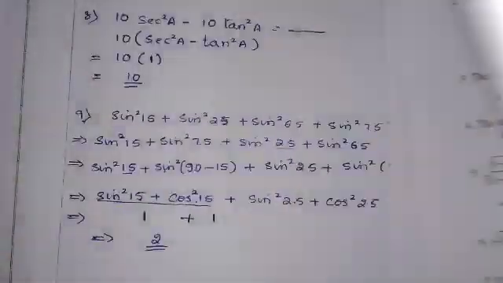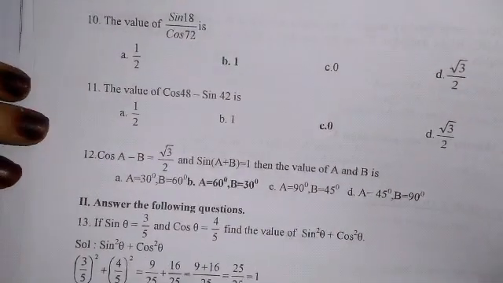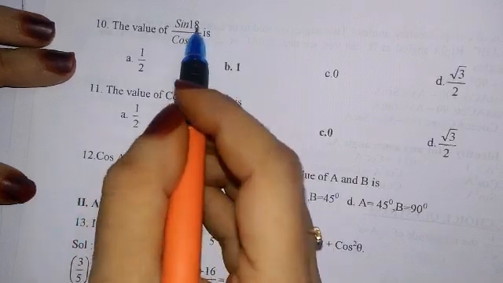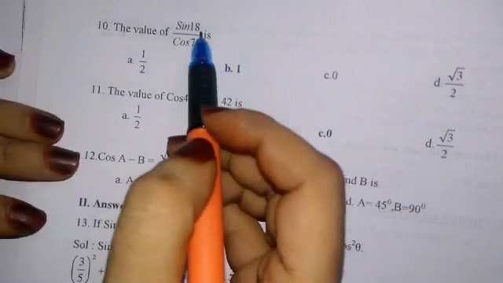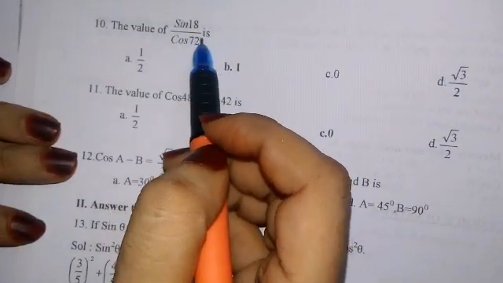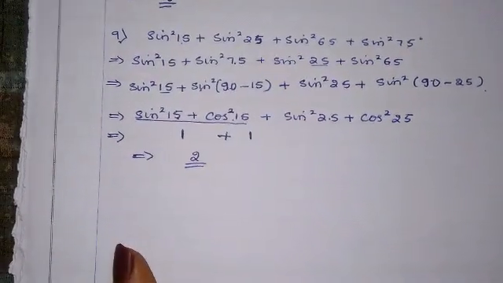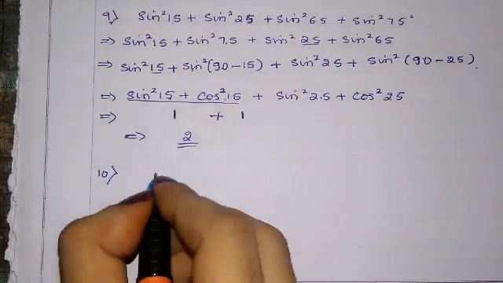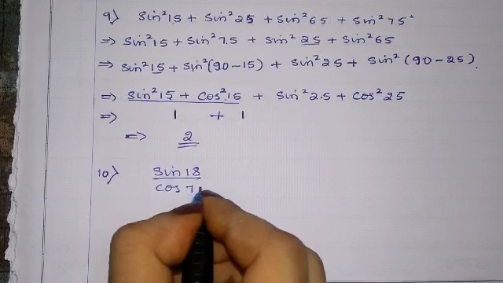Let us see the next problem. Question number 10. The value of sine 18 upon cos 72 is, let us find. This is also based on complementary angles only. Question number 10: the value of sine 18 upon cos 72.